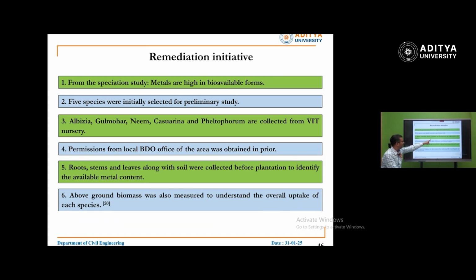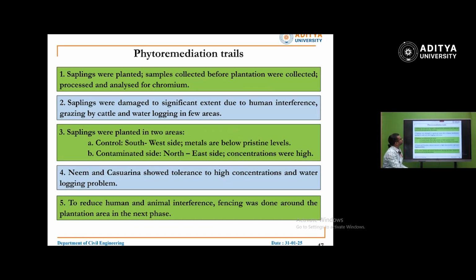So we started with 5 different species, and we got the required permissions as it is a government area. Before planting, we collected soil samples from the sites and identified the metal concentrations. Then we started the phytoremediation trials, but our earlier trials were almost a failure, because the lake is very shallow, so it becomes waterlogged, and the small plant saplings cannot survive.